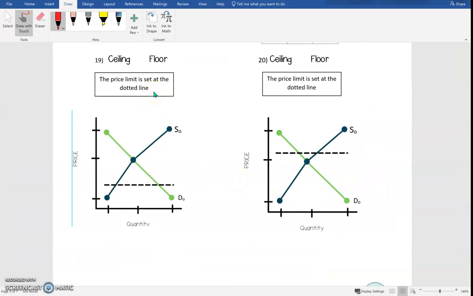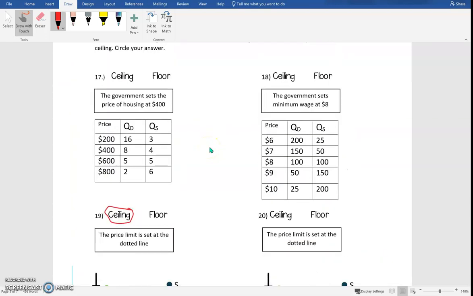All right, just visually looking here, the price limit is set at this dotted line. Where is the dotted line in comparison to the equilibrium point? Right, it's not above it, it's not at it, it's below. And remember, the market has a tendency to move towards equilibrium. It wants to go up to that point, but it can't, right? So if I'm in a room and I want to keep going up, I'm going to hit the ceiling. That's for number 19.